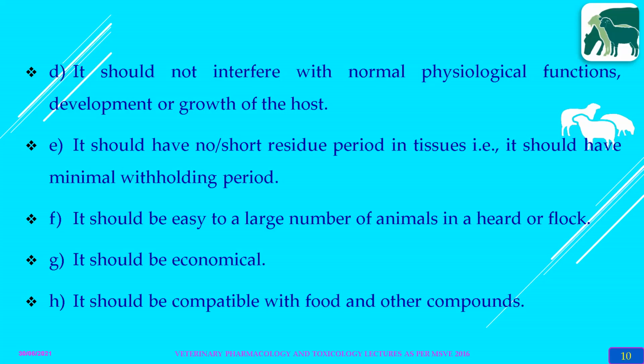Another thing is it should be very easy to administer to a large number of animals in a herd or flock. So easy administration should be there, and it should be economical also. Many of the anthelmintics of the present category are not so economical, but the ideal anthelmintic should be very, very economical, and it should be compatible with food and other compounds.